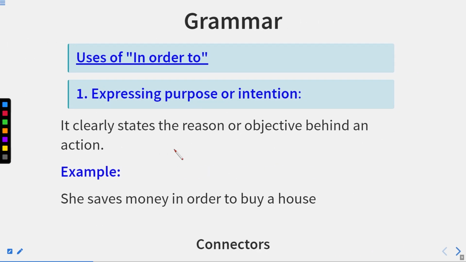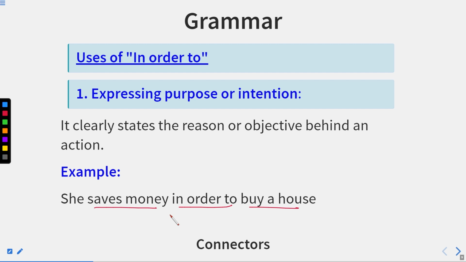For example, now we'll discuss some uses of in order to. Expressing purpose or intention: it clearly states the reason or objective behind an action. For example, she saves money in order to buy a house. Now, if I write in order that, it will change the structure of the sentence. I can write this sentence like: she saves money in order that she could buy a house. Now, here, she could buy a house is the entire sentence. And there are two separate sentences that are being connected with the help of in order that.